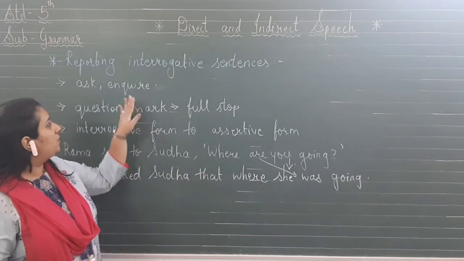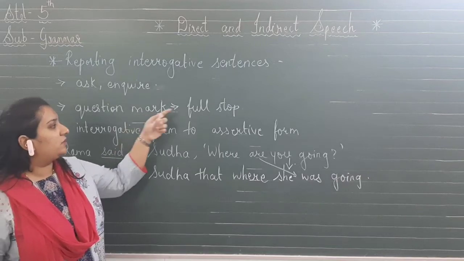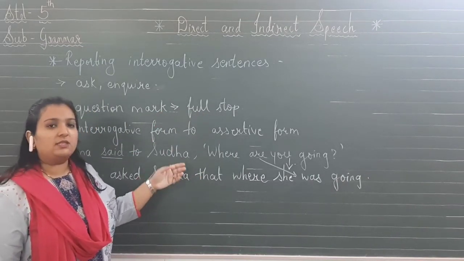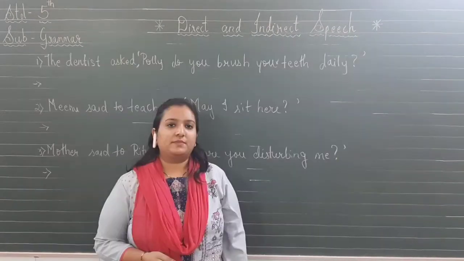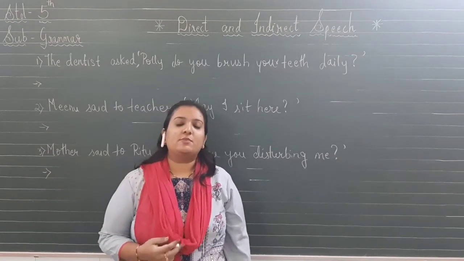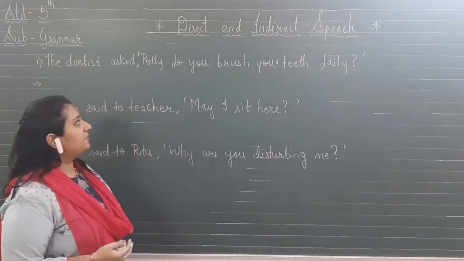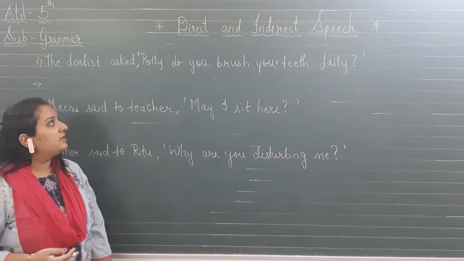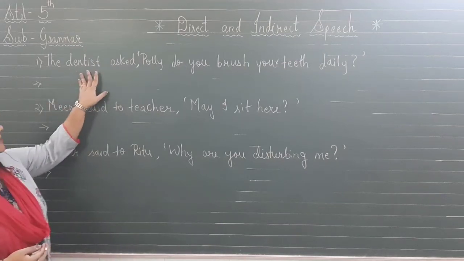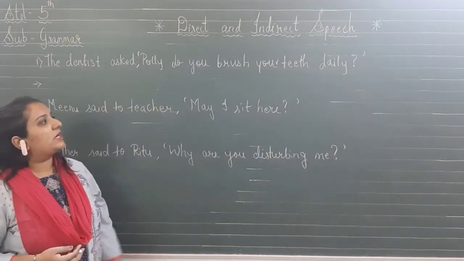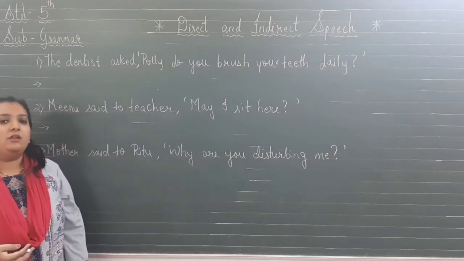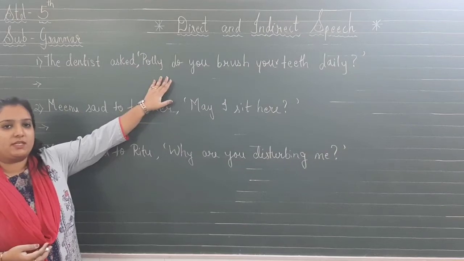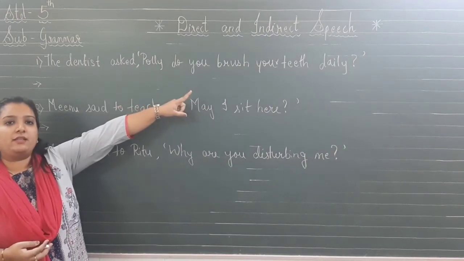So I hope students you have understood how to change from direct to indirect speech in interrogative sentences. First we have to change the reporting verb, next we have to change the question mark to a full stop, and then we have to change the form from interrogative to assertive type of sentence. Now students, let us look at some more examples to understand it better. We have to change these direct sentences into indirect sentences. So first, the dentist asked, Polly, do you brush your teeth daily? By looking at this sentence, we have identified that this is an interrogative type of sentence because we have a question mark at the end.